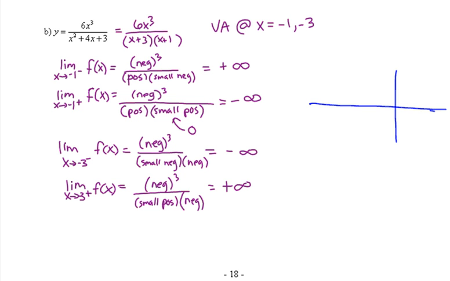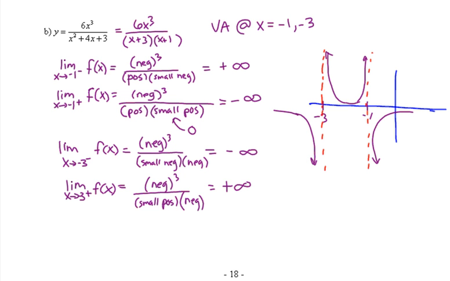Negative 1 and negative 3. Draw your vertical lines. We're just doing a rough sketch around the asymptotes. So from the left of negative 1 was positive infinity. Right of negative 1 was negative infinity. Negative 3 from the left is negative infinity, and then positive infinity when approaching from the right. So it's going to look something like that, generally speaking.